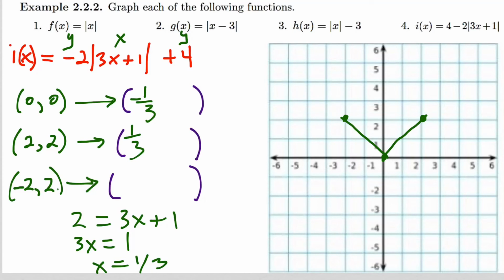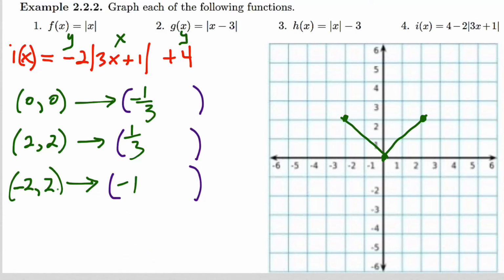And then we'll change it to the x coordinate of the last one. So we have 3x is equal to negative 3, or x is equal to negative 1. Okay, so that takes care of the x coordinates. Now let's translate the y coordinates. So we've got multiply by -2 and then add 4.